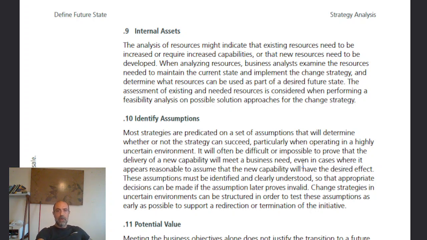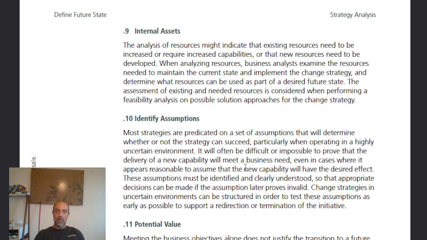Identify assumptions. Most strategies are predicated on a set of assumptions that will determine whether or not the strategy can succeed, particularly when operating in a highly uncertain environment. It will often be difficult or impossible to prove that the delivery of a new capability will meet a business need, even in cases where it appears reasonable to assume that the new capability will have the desired effects.